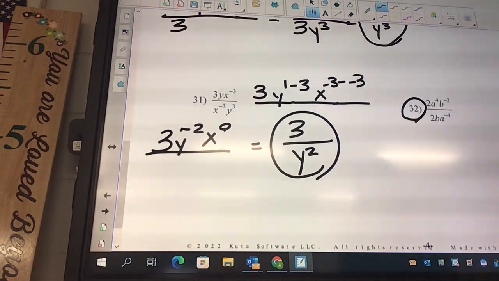Okay, the rest of the sheet is for you guys. Get it done and then put it in the box back there.